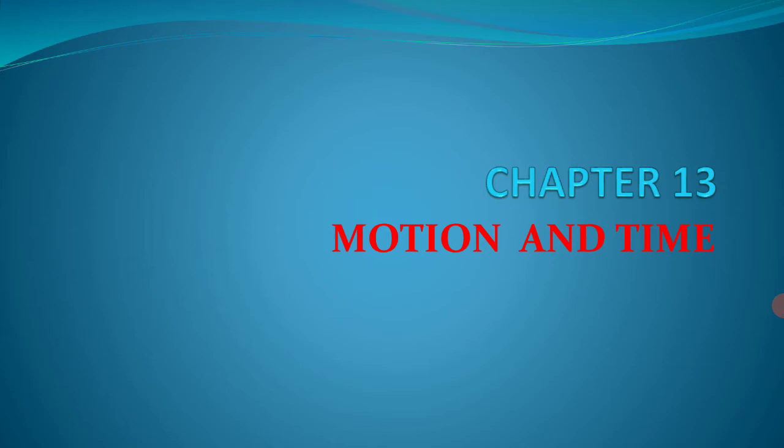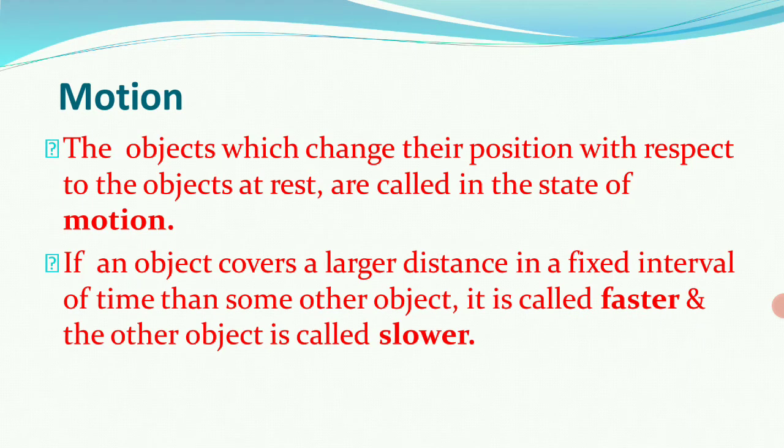Suppose you're standing near the open window of your room. What do you observe? You can see vehicles, cars, buses, cycles. All are moving. No one seems to be at rest. All are in motion. So, what do you understand by the word motion? Motion. The object which changes their position with respect to the object at rest are called in the state of motion.